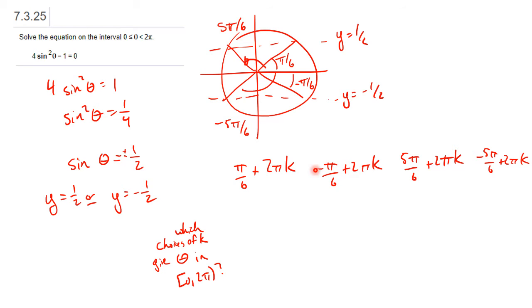Here, however, notice we have a minus pi over 6. If k is 0, minus pi over 6 is actually going to be too small. The angle is not allowed to be negative. So in fact, k equals 1 gives me 2 pi minus pi over 6, which when you work out all the fractions is 11 pi over 6, and that is acceptable. 11 pi over 6 is just a little bit less than 2 pi.